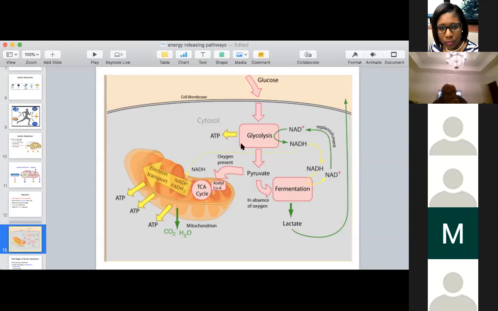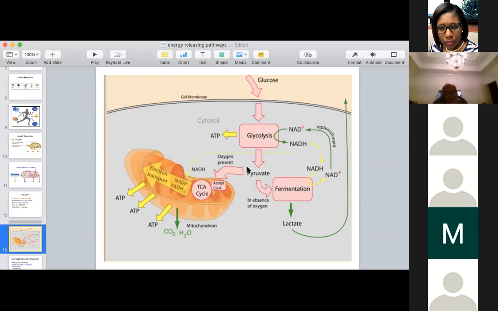The first step is glycolysis, okay? Glycolysis is going to be the initial step in the breakdown of glucose in order to get energy. How many ATP molecules are going to be produced as a result of glycolysis? 2. Okay, 2 molecules of ATP are produced from glycolysis.